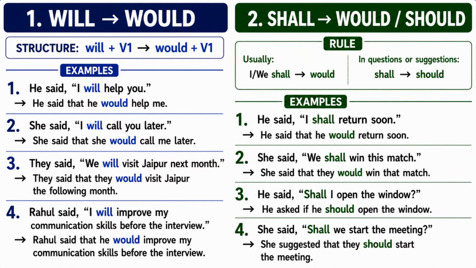She said, I will call you later. It becomes, she said that she would call me later. Example 3. They said, we will visit Jaipur next month. It becomes, they said that they would visit Jaipur the following month.